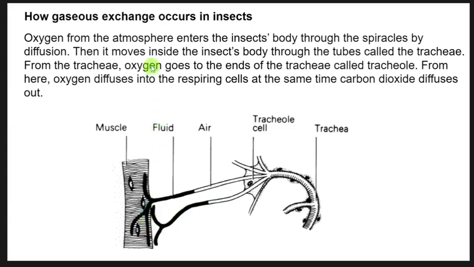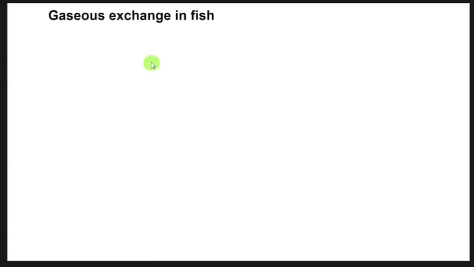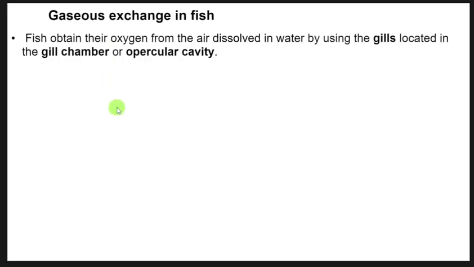All right, so let's look at gaseous exchange in fish. Fish obtain their oxygen from the air dissolved in water by using the gills located in the gill chamber or opercular cavity. You know fish are not terrestrial animals, they are just water animals. And then how do they get the air?